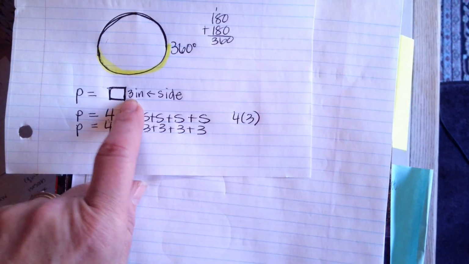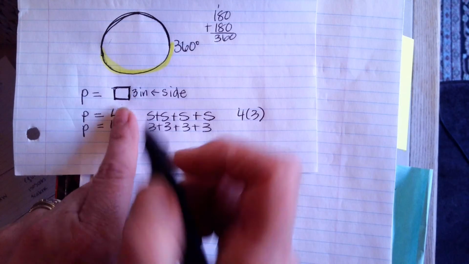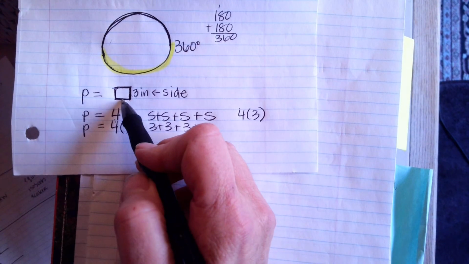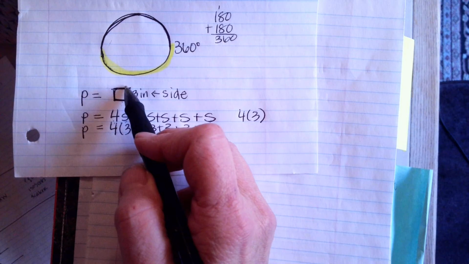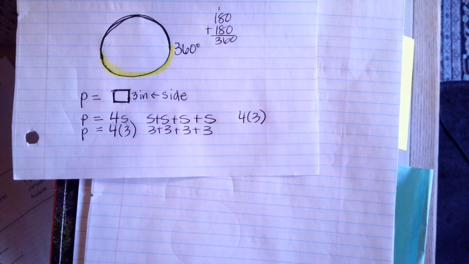So whatever number they give, a square always has to be even. So if this side is 3, then this side is 3, this side is 3, this side is 3. You cannot have a square that has any other different side. They have to all be the same, or they're not a square.